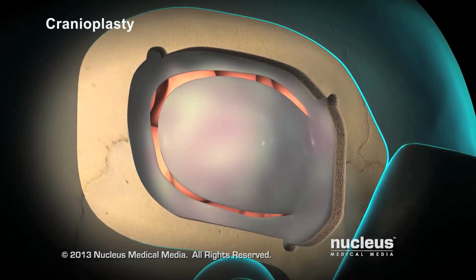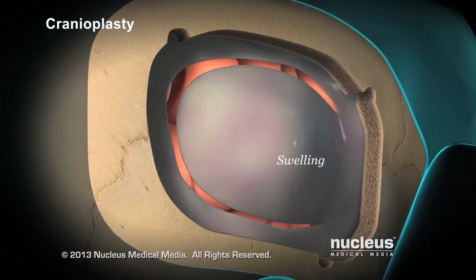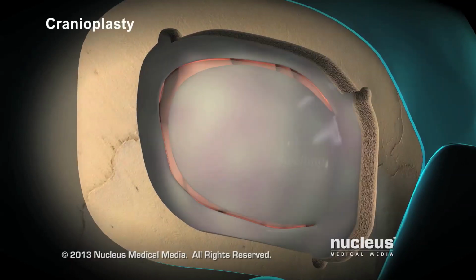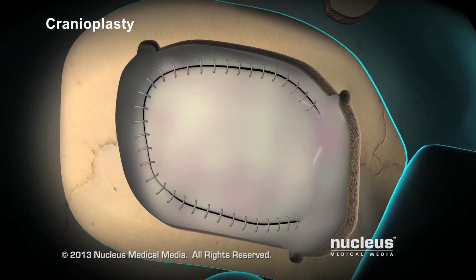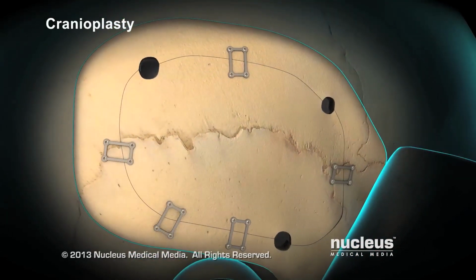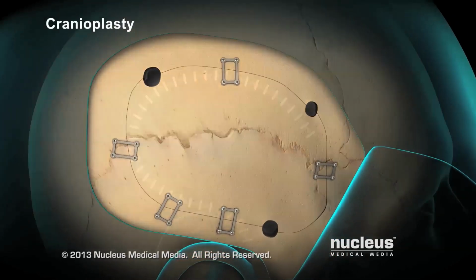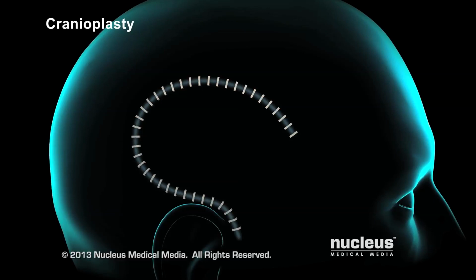If you had a craniectomy, you will have another procedure called a cranioplasty at a later date after the swelling goes down. At that time, your surgeon will reattach your bone flap with metal plates and screws. Then close the skin incision with staples.